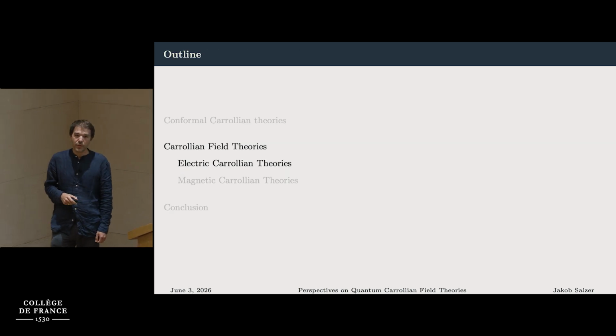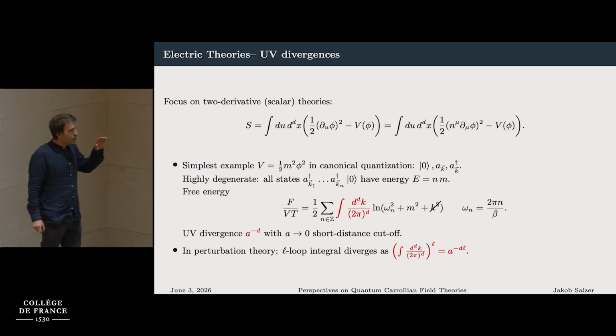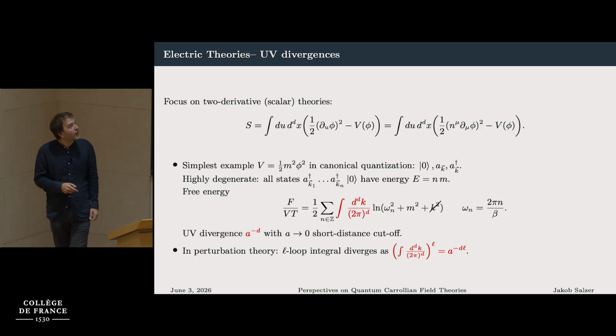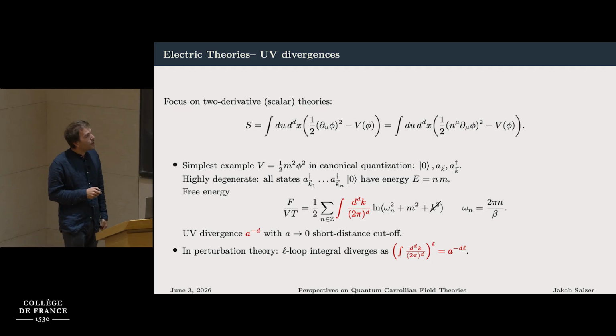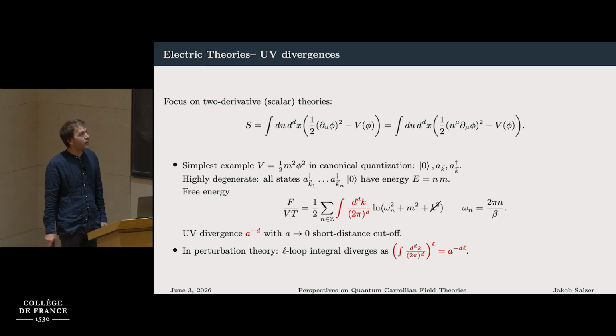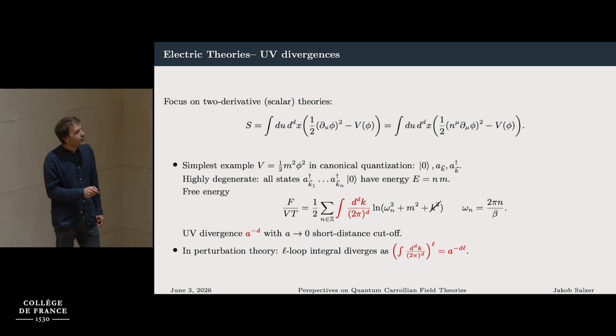Okay, so let's start with these electric Carrollian theories. Here, to prove the point, we focus on a very simple class of theories, namely two-derivative scalar theories. So what are they? You have the momentum squared, d_u phi squared, and then some potential. Then let's look at the simplest example, which is just that we take this potential here to be quadratic.